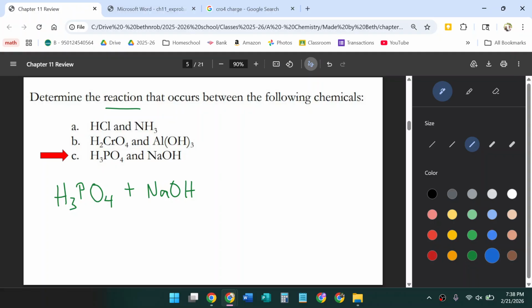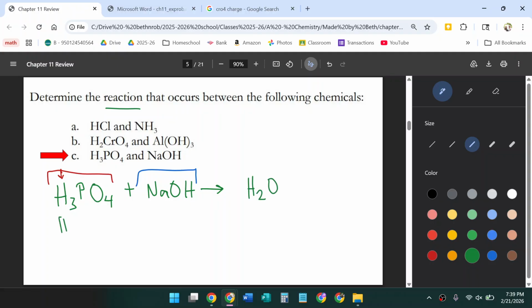Can you find the base before I mark it? Base is right here, so there's an OH. Obviously, that means the acid is this one. And our clue could be that there's an H right here at the beginning. In fact, there are 3 H's. So when we go to make our thing, our H's are going to combine with our OH's to make H2O.